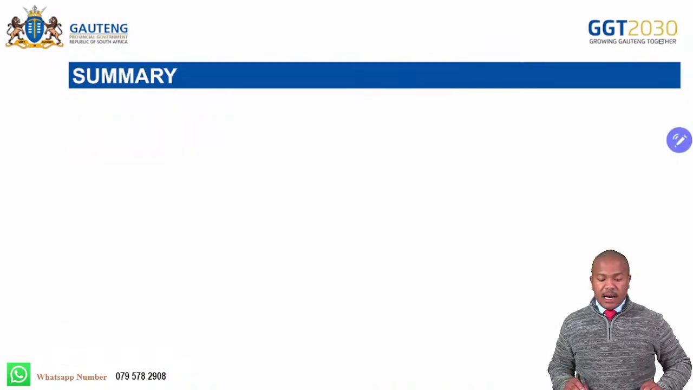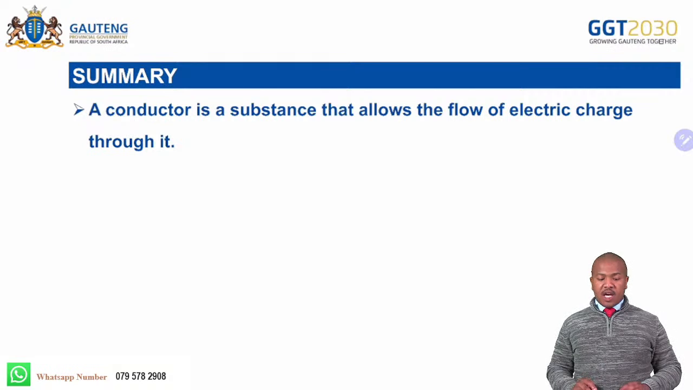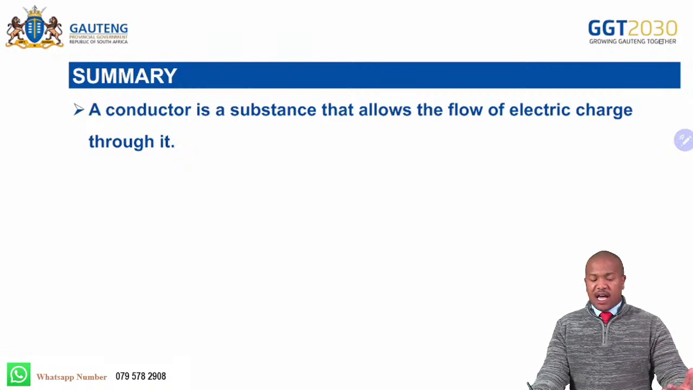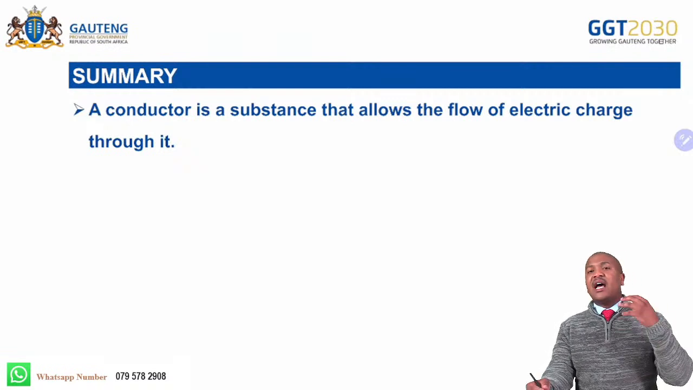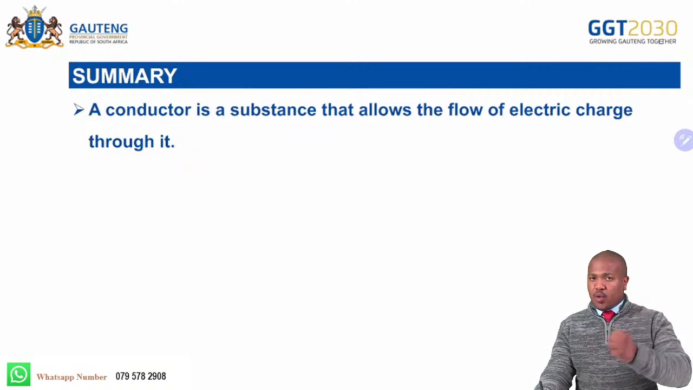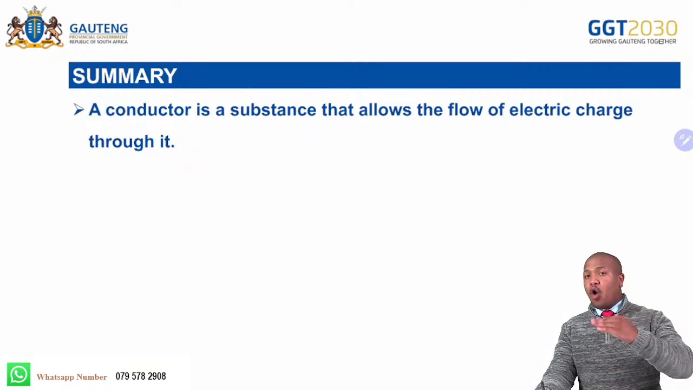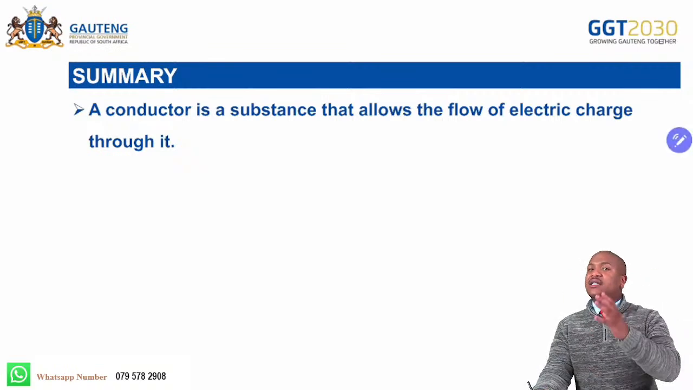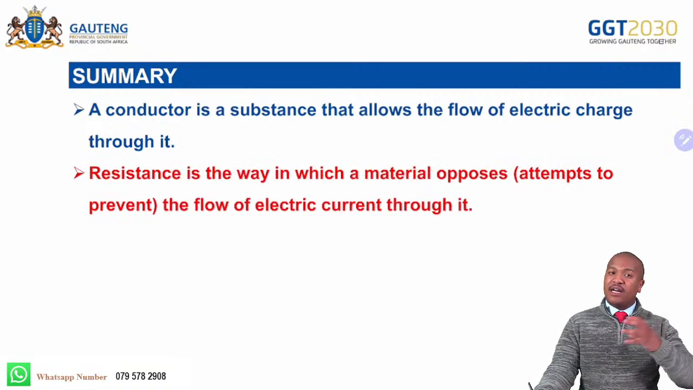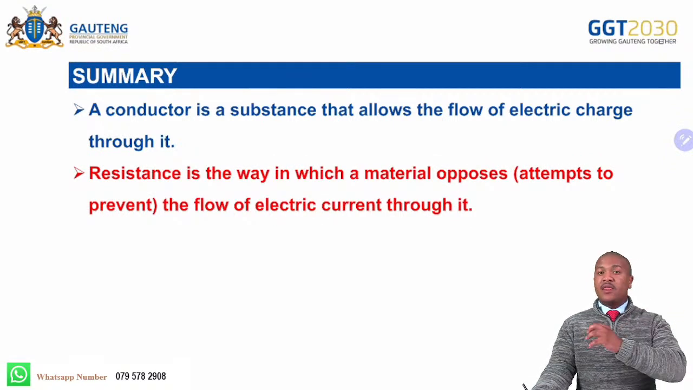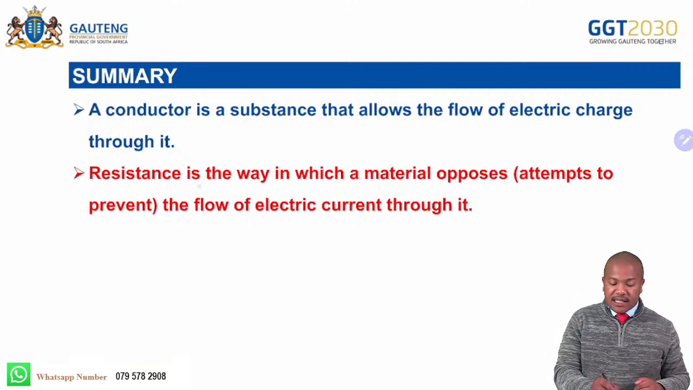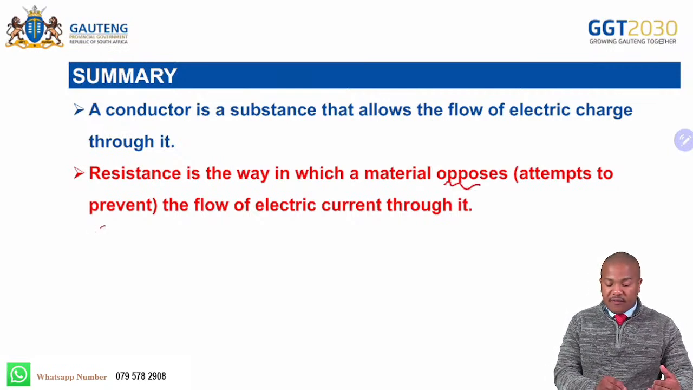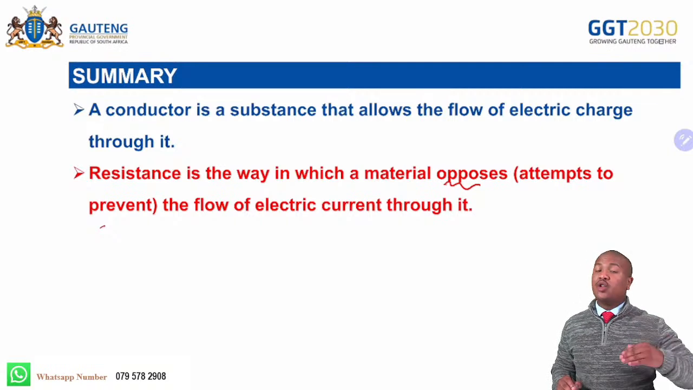So now, let's summarize what we have learned today. Today we were talking about resistance. And we started off by explaining that a conductor is a substance that allows the flow of electric charge through it. Now, as it allows the flow of electric charge, there are resistors that offer resistance. They resist the current flow. And resistance is the way in which a material opposes or attempts to prevent the flow of electric current through it.